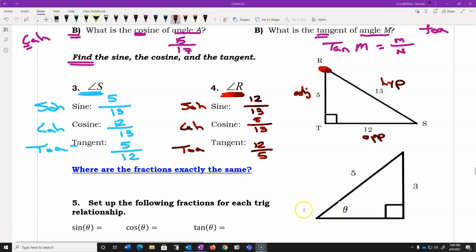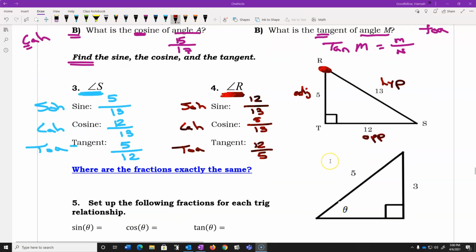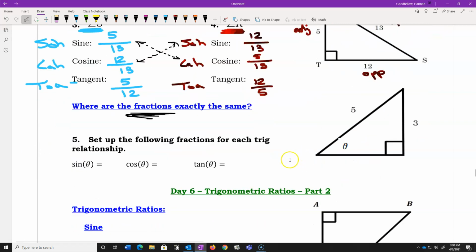Now, at this point in time, all you're trying to do is make sure, can you actually get the ratio correct? Now, you'll probably notice, too, this question says, are there any fractions that are exactly the same? Well, check it out. Sine of one perspective is the same as cosine in another, or sine in this one is the same as cosine in the other one. Tangent doesn't work that way. They flip each other is what they end up doing from different perspectives.